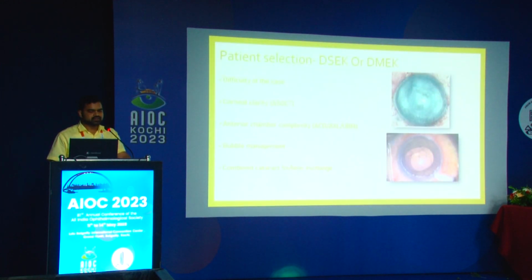Patient selection in DSEC versus DMEC: for initial cases at least, you have to take clear cut cases like Fuchs or clean pseudophakic keratopathies, because if you have scarred corneas, where cornea clarity is not good, then it becomes difficult during intraoperative manipulation. Anterior chamber complexities like presence of vitreous in the anterior chamber or dense peripheral anterior synechiae, again, these cases are not good for the initial DMEC cases.